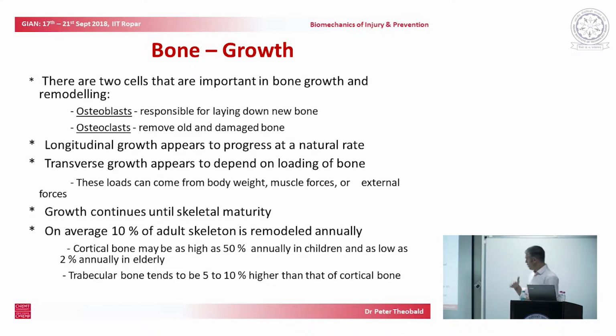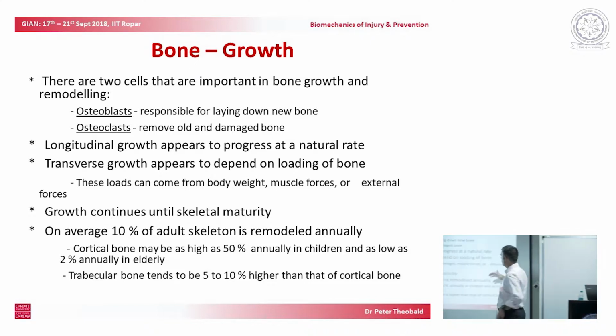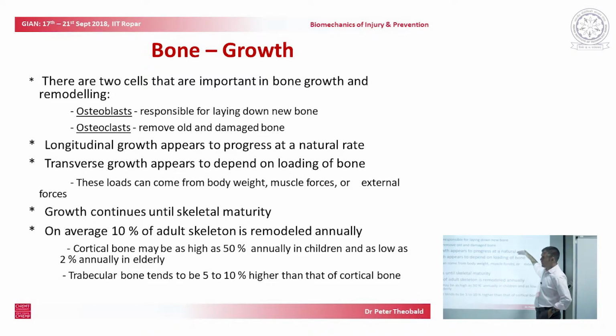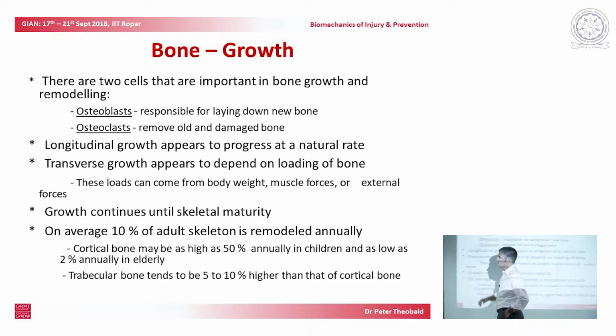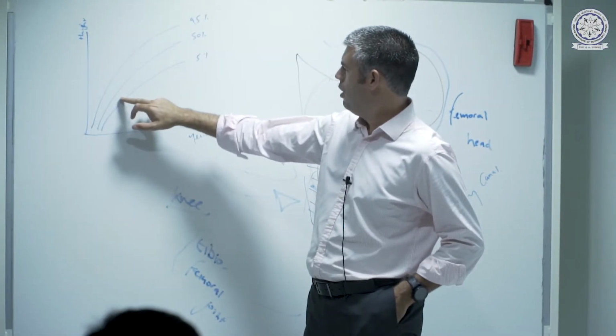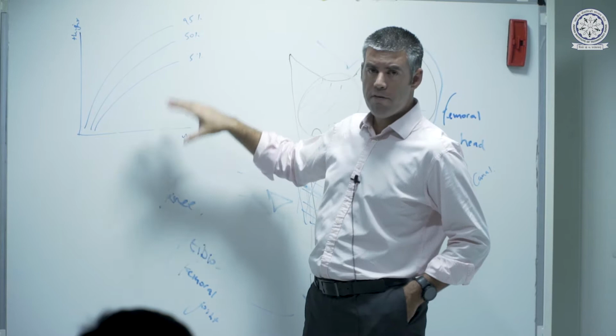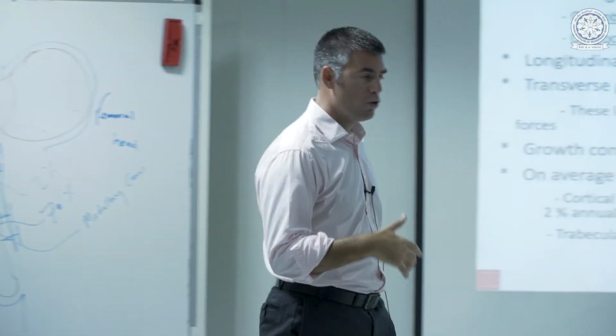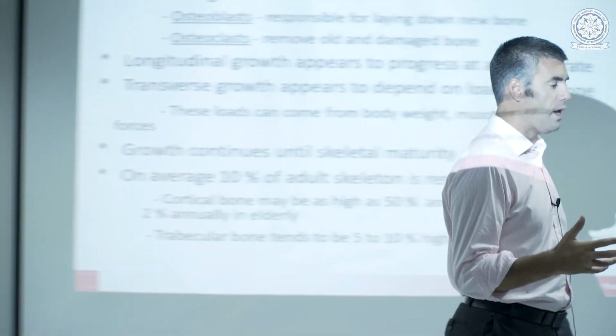So the length of growth, the longitudinal growth, happens at a natural rate. And so that's to say that if at 5 years old you're so tall, then the likelihood is that at 15 years old you're going to follow that trend and be proportionally taller again.